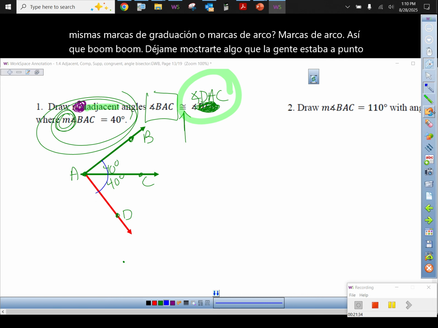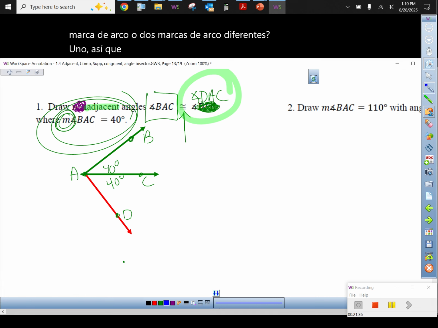One. So I'd like it if you put a little arc mark in there and then stagger it to where they're separated, you know? So all that. Cool. Let's try the next one.